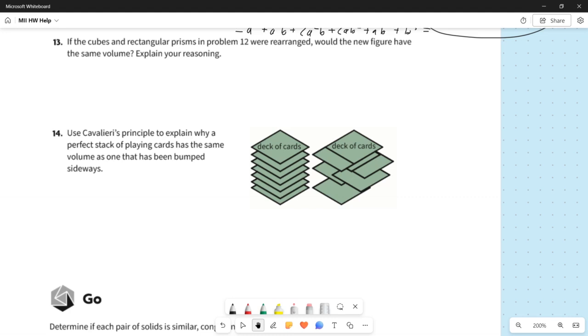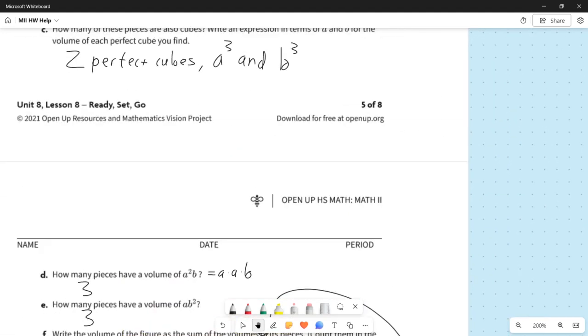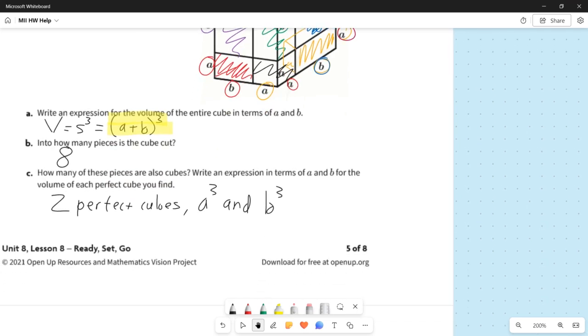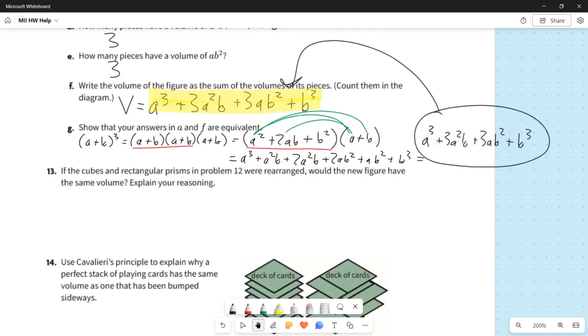Question 13 says, if the cubes and rectangular prisms in problem 12 were rearranged, would the new figure have the same volume? Explain your reasoning. So it's saying, all right, well, you've got all these now colorful blocks. What happens if we rearrange the blocks? What happens to our volume?